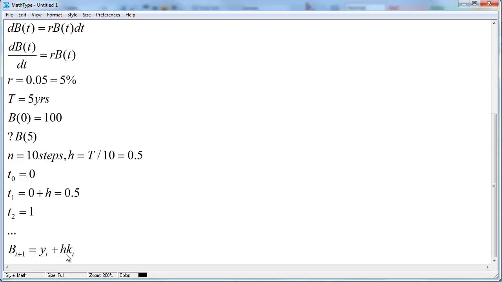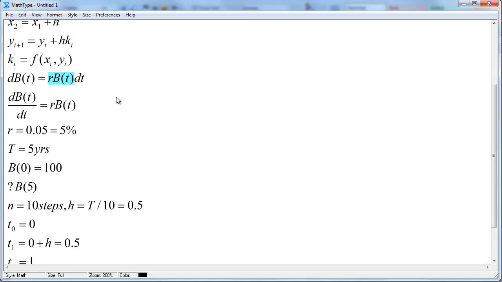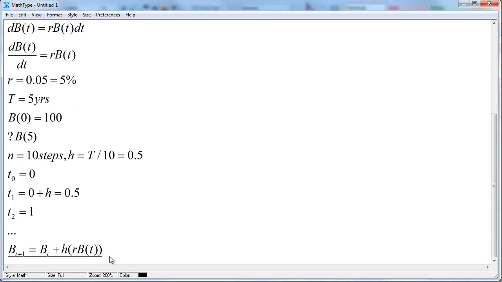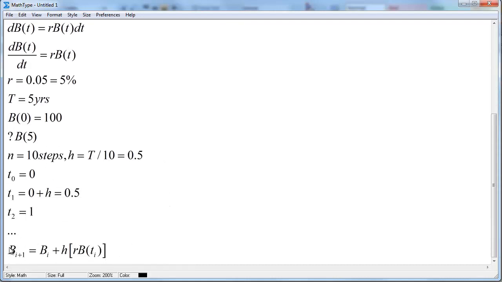And then we simply use this equation with the variables for the money market account, so that we will have b_{i+1} is equal to b_i plus h times k_i, and what's our k_i? This is r b(t), because it's represented by this, so it will be r b(t_i). Let me put it into these brackets so that you know that this belongs to k_i, and h is simply the h from here. And this is our approximating relation, and this mechanism we will implement in C++.